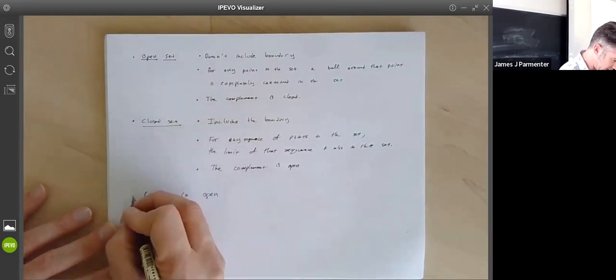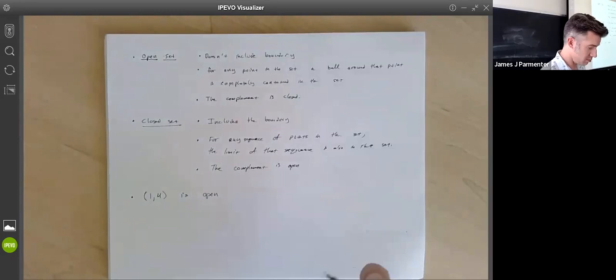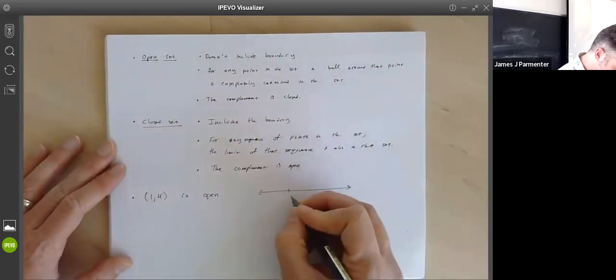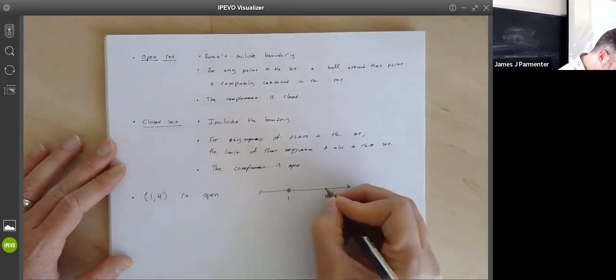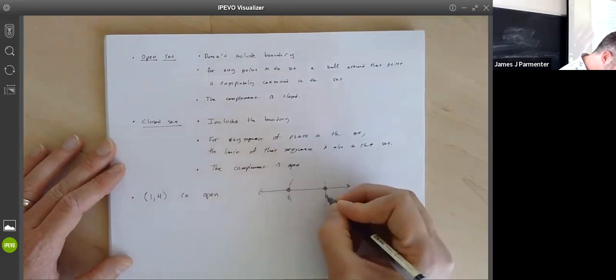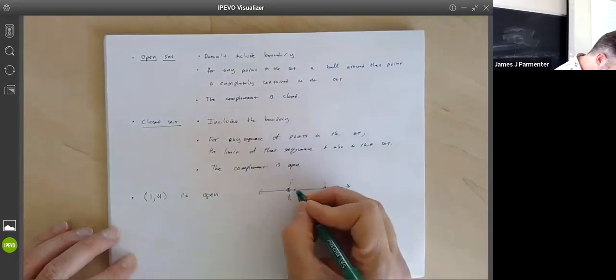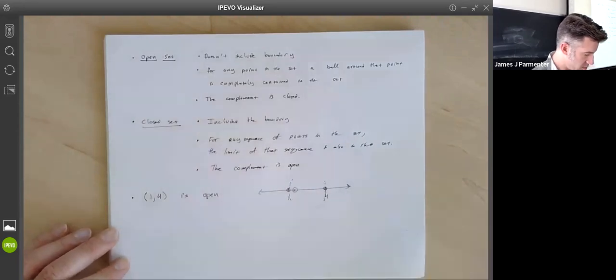And there are a couple of ways to see this. It definitely doesn't include its boundary, right? The boundary would be the points 1 and 4. If you're looking at this on an interval, there's 1, there's 4. We don't have those points. We have everything in between. So for any point I pick in there, I can pick a little circle or ball around it, and that's included in there.